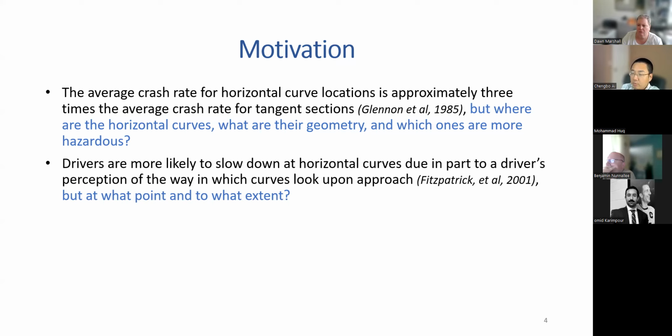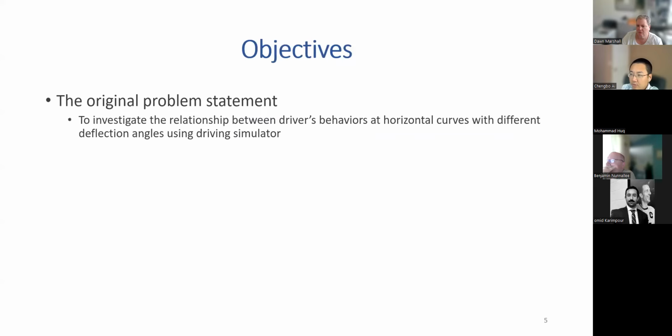So that's really motivated us to look into this particular study. So the objective, again, I'll talk a little bit about the history, but the original problem statement, which was really right around COVID hits, right? We want to investigate the relationship between the driver's behavior and horizontal curves with different deflection angles, because we thought deflection angle is one of the important keys for horizontal curve design, and also from the driver's perspective, it's what they see.